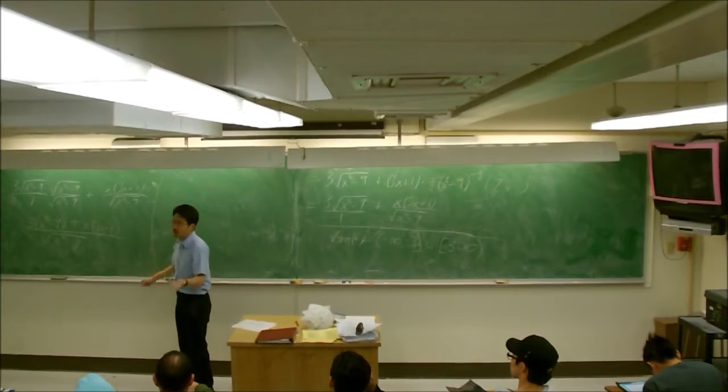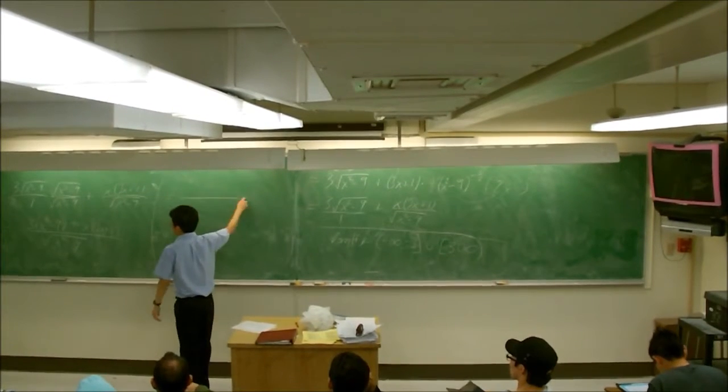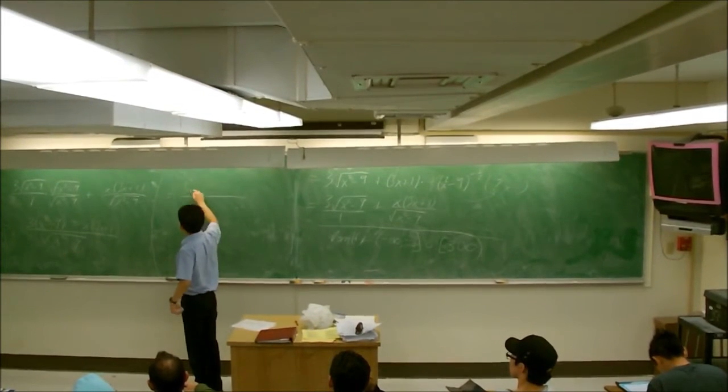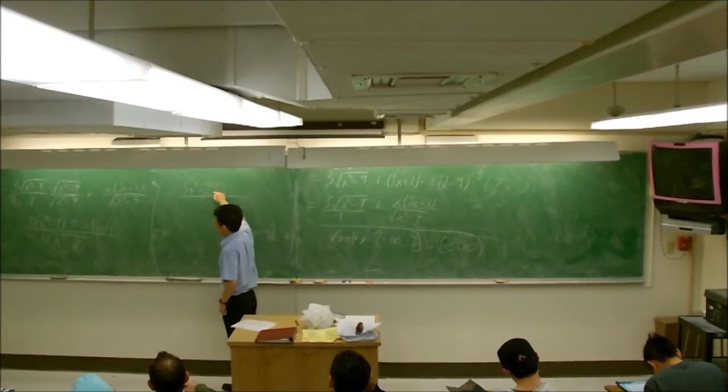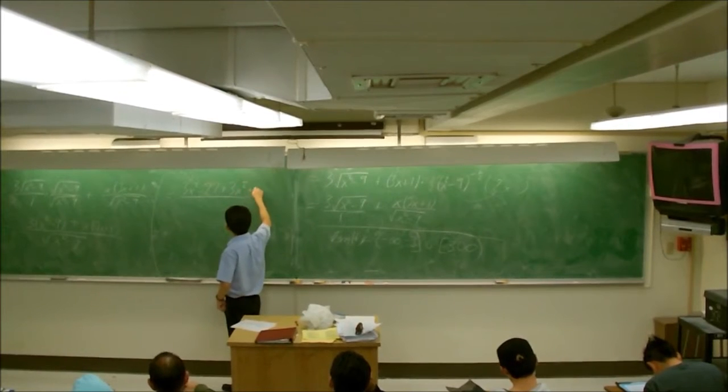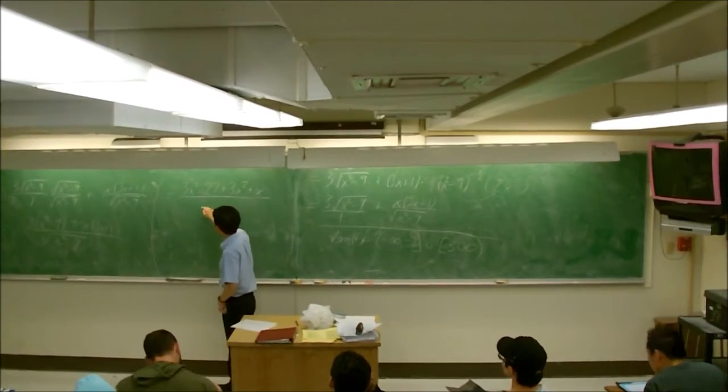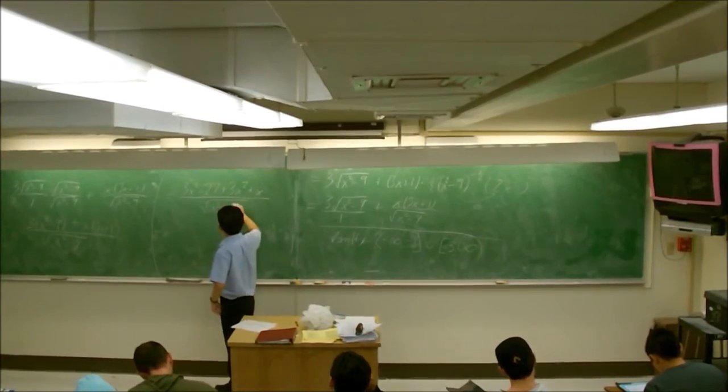Again, you're going to have to do hard work anyway, so may as well do it here. Then on the top, we distribute: 3x squared minus 27, plus distribute the x, we have 3x squared plus x, all over root x squared minus 9.